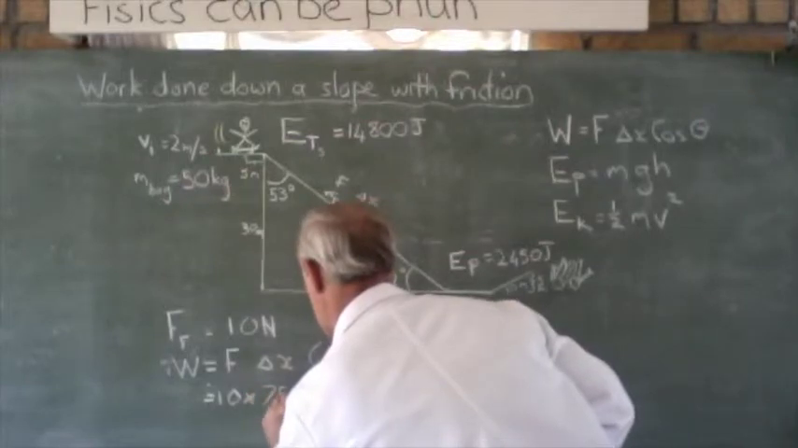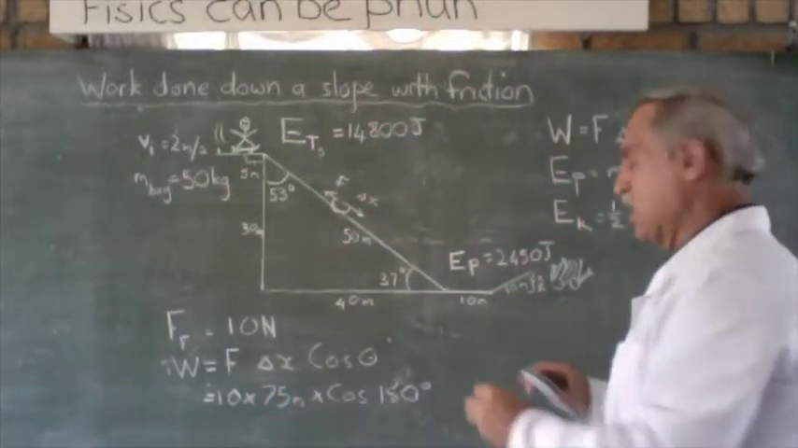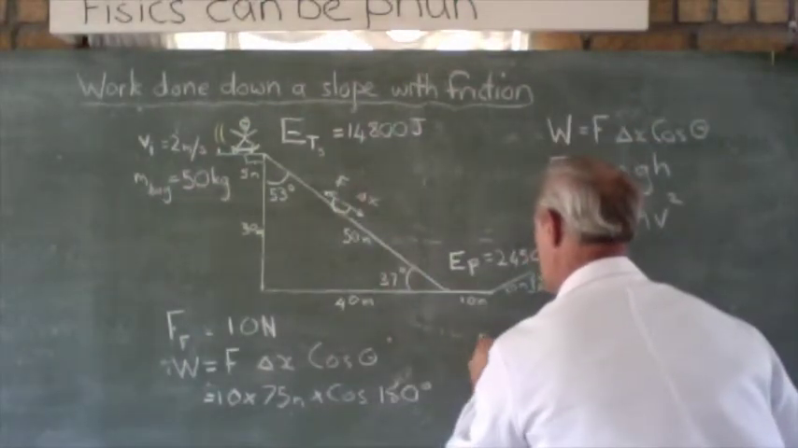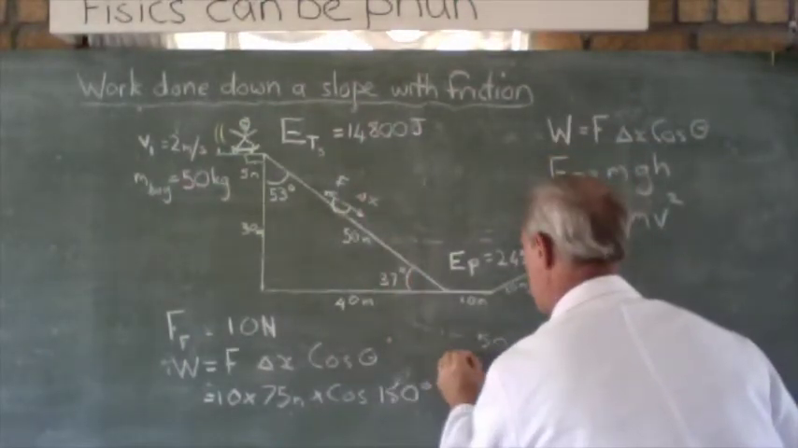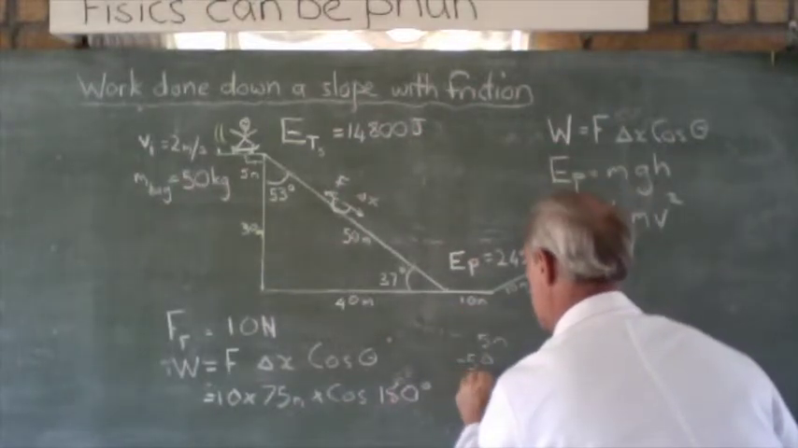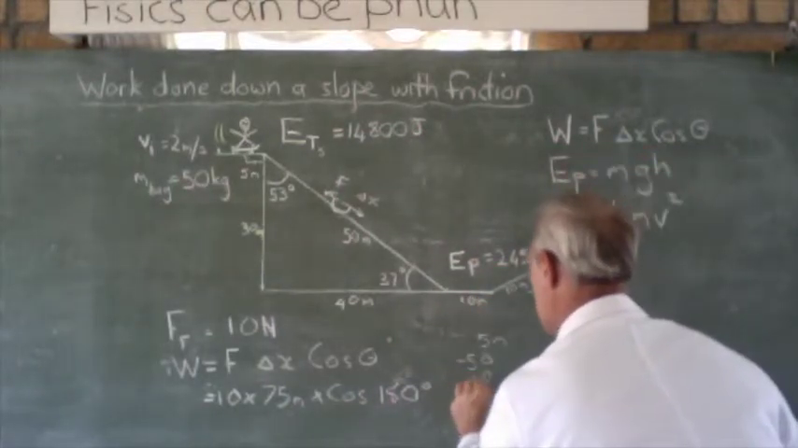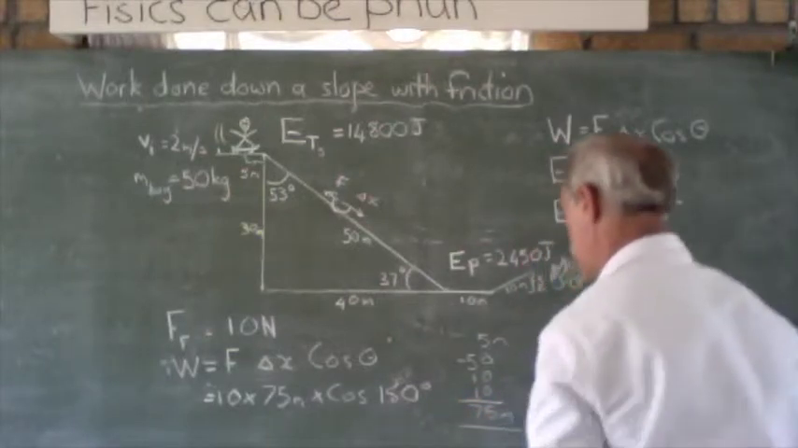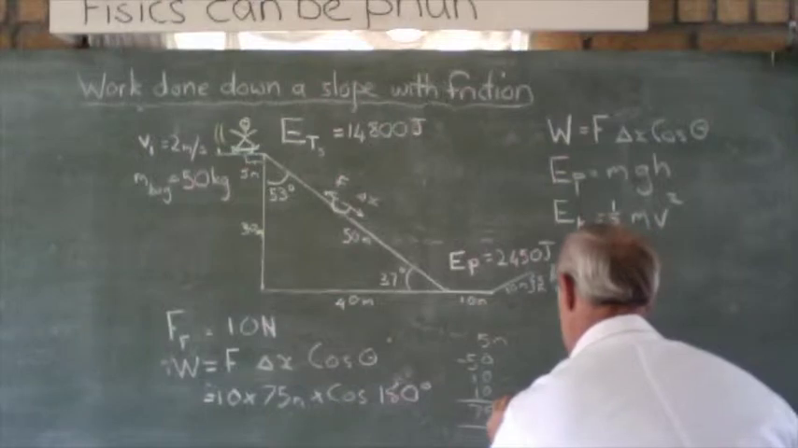75 meters. And I would explain to the examiner how I worked it out. It's going to be 5 meters at the top of the slope, plus 50, plus 10, plus 10. And that comes to 75 meters for his total displacement.